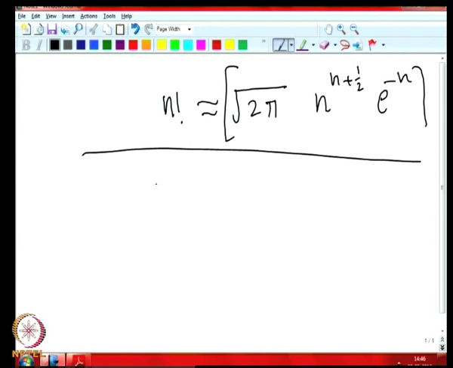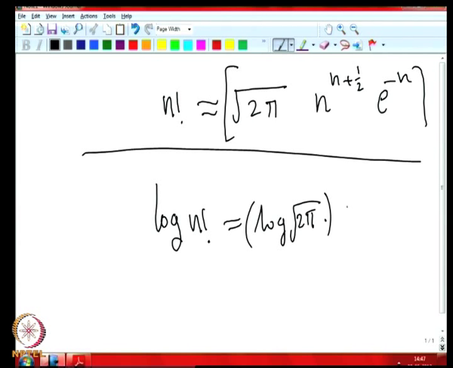So, we will rather work with log of n factorial, and we want to show that it is approximately equal to the log of this thing, so that this formula will come. That is approximately log of root 2 pi, plus n plus half into log n, minus n. This is what we want to show.